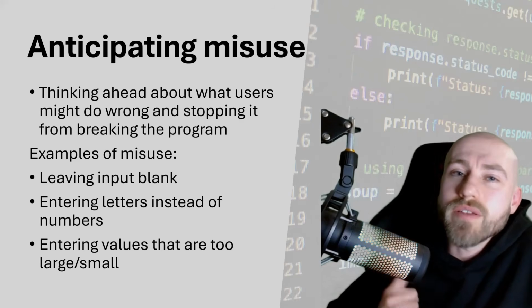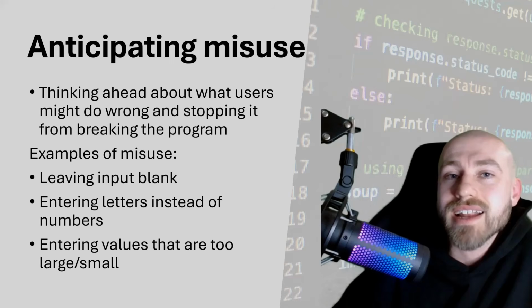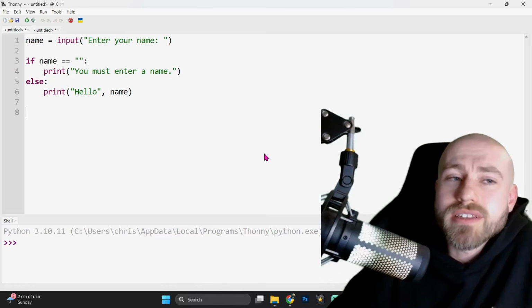But in this case we're going to expect them to type the wrong thing, and I've got a couple of examples in Python so you can see the kind of things that we can do to prevent these. So in this first example, it's just a really simple one. We're going to ask the user to enter their name.